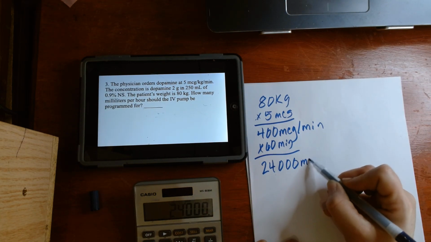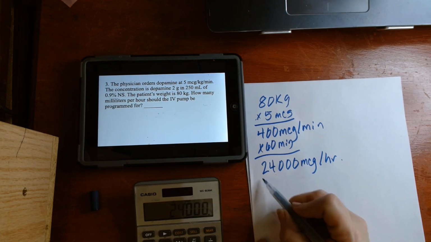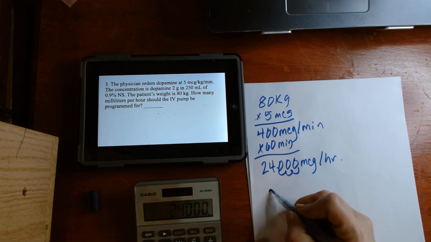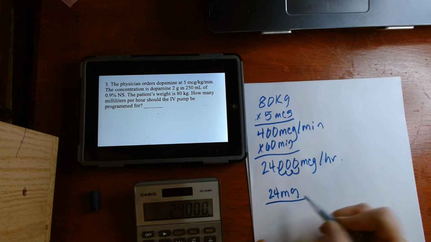Again, we're going to have to convert. This is micrograms per hour now. And if we convert this to milligrams, we're going to go 1, 2, 3. And so it'd be 24 milligrams. That's what the man wants.